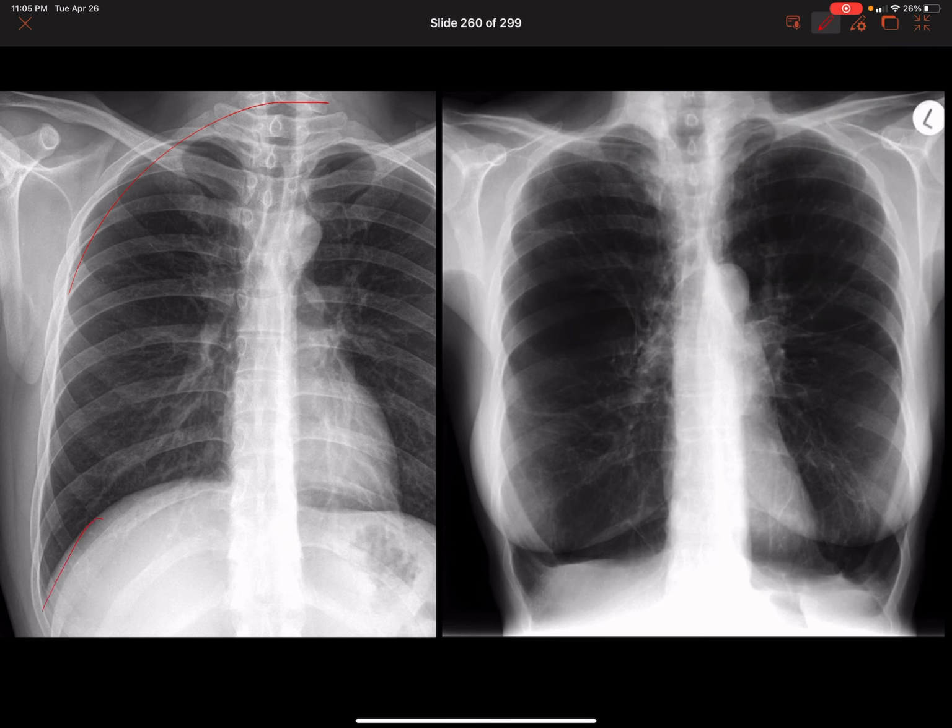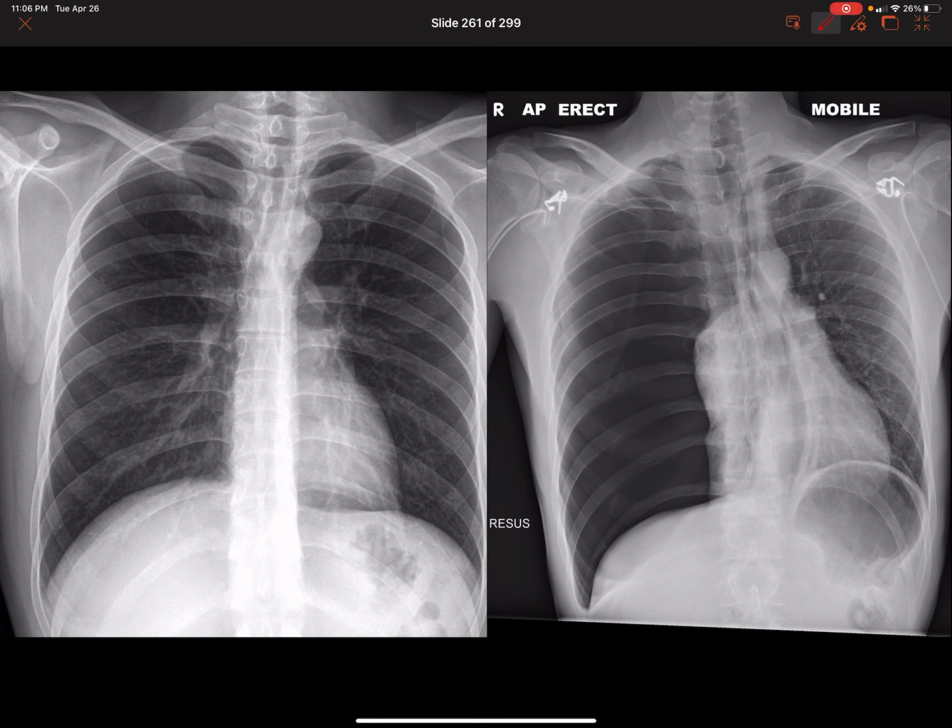So again, we're looking at the costophrenic angle. We're looking at a diaphragm that is not particularly flat. We want it to be relatively translucent, but not overly black. These are all things that we're keeping in mind, and making sure that the esophagus and the trachea are straight and not deviated towards one side or the other. So with that in mind, let's go ahead and take a look at this. I see a flat diaphragm. I see very radiotranslucent. This is emphysema.